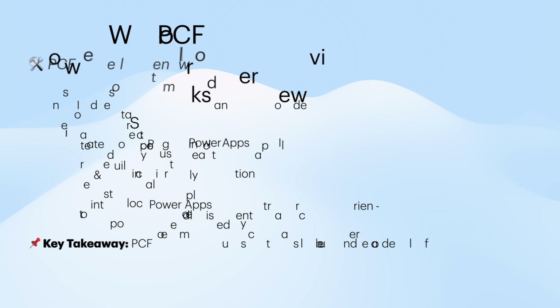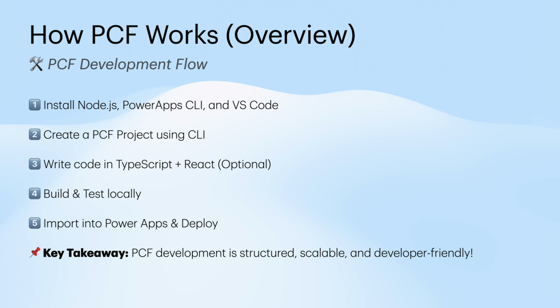Now that you understand why PCF is useful, let's take a quick look at how PCF development works. So the PCF development flow looks something like this. First, set up your environment. Install Node.js, Power Apps CLI, and VS Code to start building the components. Second, create a PCF project. Use the Power Apps CLI to generate a new PCF controls template.